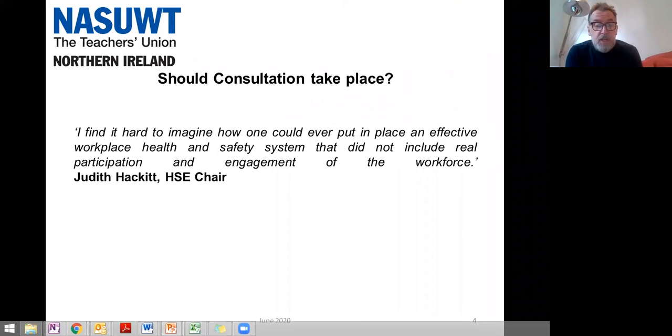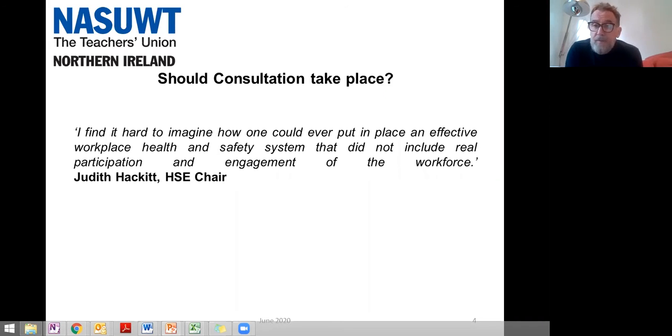Should consultation take place? I think this is a great quote. It says here, I find it hard to imagine how one could ever put in place an effective workplace health and safety system that did not include real participation and engagement of the workforce. Judith Hackett, HSE Chair. So time and time again, particularly in my role as a health and safety officer, we see policies developed and no consultation or lack of consultation takes place, or the policy is introduced and no training is given.